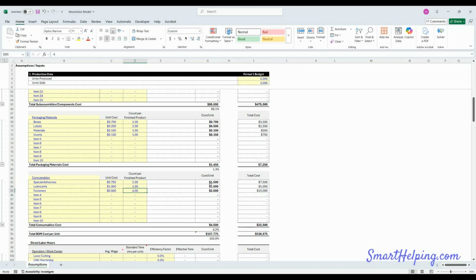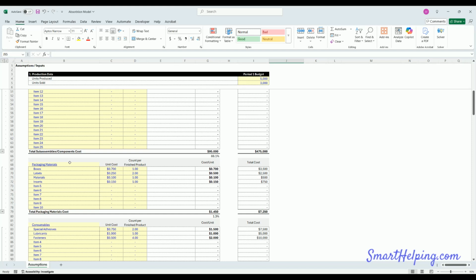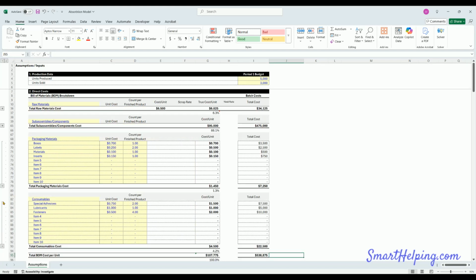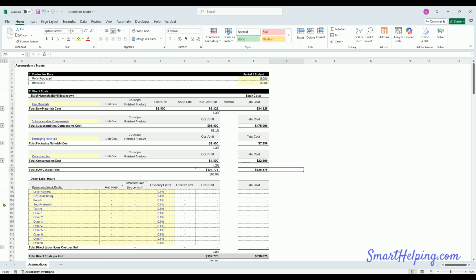Okay, so there's that. All in all here so far, we have $107 cost per unit. If we add up all these, we have a total cost at 5,000 produced of $538,875. Okay, so that's the top section, and I did put groupings so you can minimize these if you want. It makes it easier once you've filled in your data, and you can still see the summaries of what it's costing you per unit for each of these sections. So that's the bill of materials.